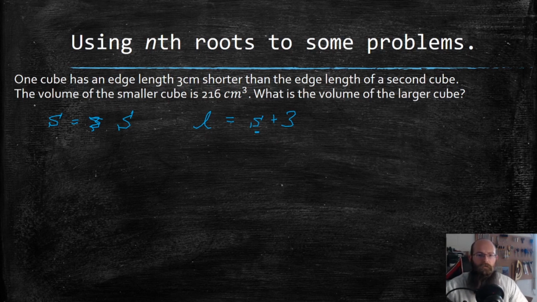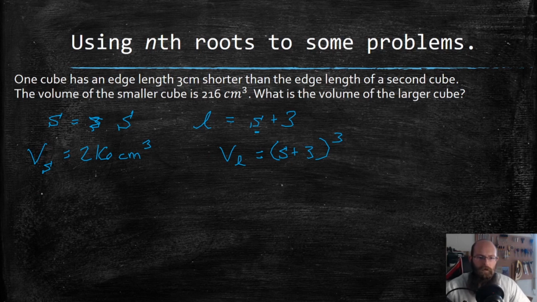Now I'm going to compare volumes. The volume of the smaller cube is this. So volume of small cube equals 216 cubic centimeters. And what's the volume of the larger cube? Well, I know how to find the volume, right? That's S plus 3 cubed. Okay, that's not bad, right? But I don't know what S is, and it doesn't look good. I don't want to FOIL that. That seems obnoxious. So I'm going to come over here and see what I can do.